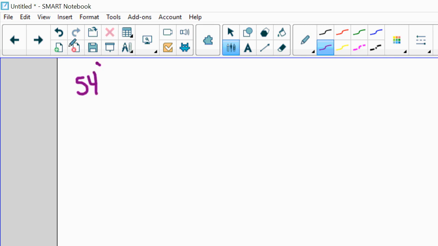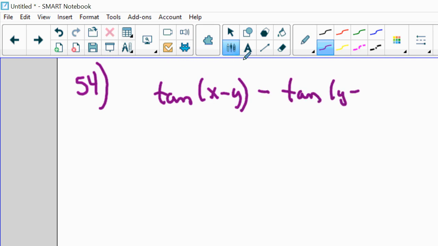54. Tangent of x minus y minus tangent of y minus x equals 2 tangent x minus tangent y over 1 plus tangent x tangent y.